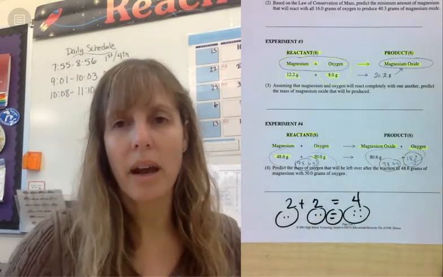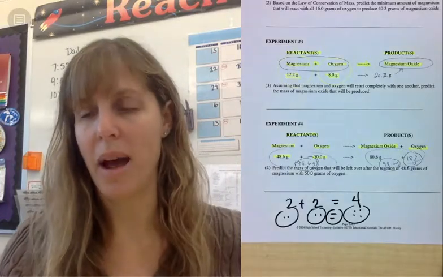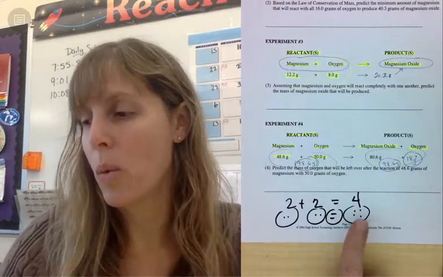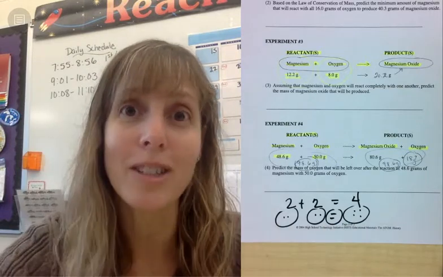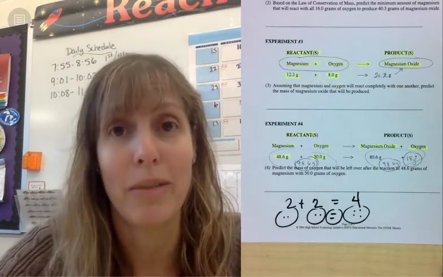So that's kind of what the law of conservation of mass says. You can't have more or less matter on either side of an equation. You still have the same amount. It just comes up in a different form.